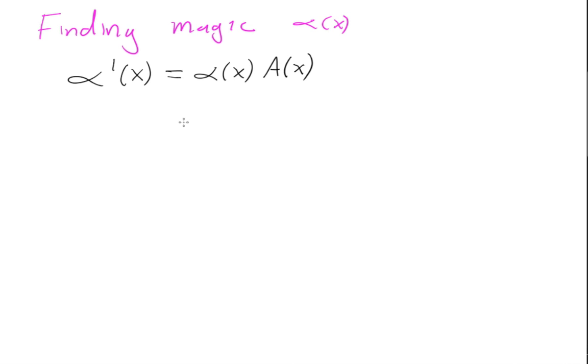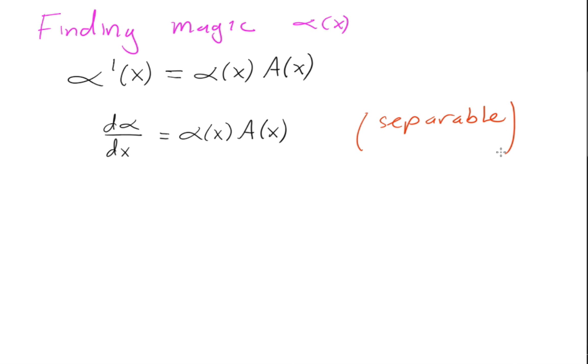So this is a differential equation, right? So how can I rewrite the left side so that it is d alpha over dx? Now, what kind of differential equation is this? Separable. Okay. And, well, I'll just leave it like this. So it's separable, right? So how do I solve that?